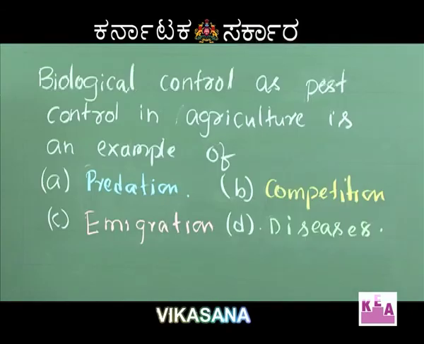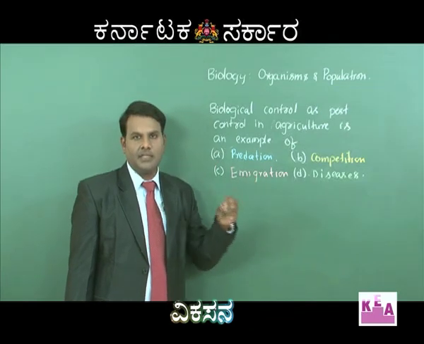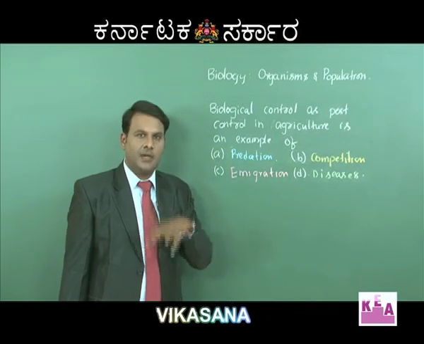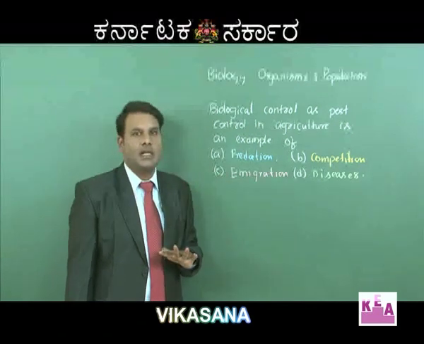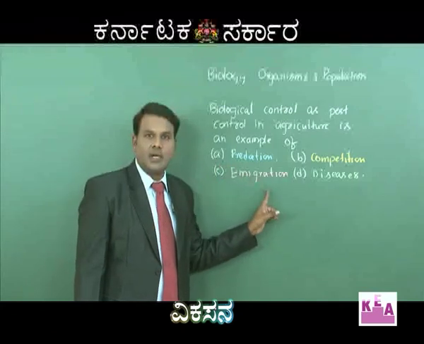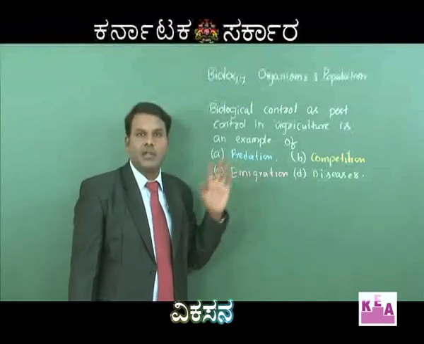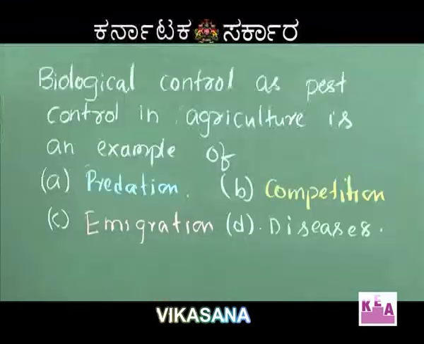The option C is emigration. So, emigration is a process wherein individuals exit from the population to somewhere else. That means, some of the individuals from the population leave the population to elsewhere permanently. So, it is related to the population density, because when the individuals leave the population, the population density decreases. The option D is diseases.